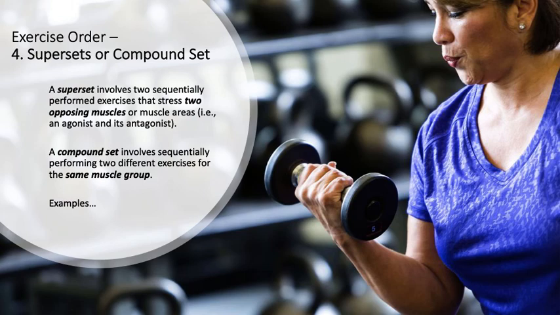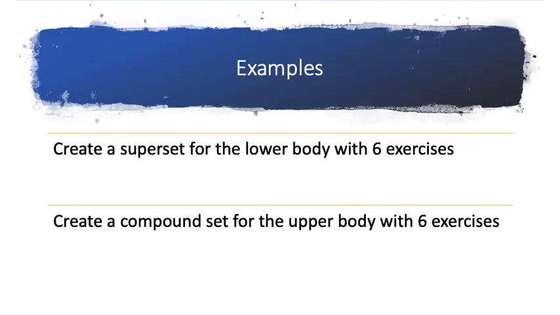Then, for example, a compound set involves sequentially performing two different exercises for the same muscle group. So that's a compound set. This would be lat pull downs followed by pull-ups, or bench press followed by push-ups. Here are two examples of little activities that I would like you to work on yourself. So you can pause it right now and work through these yourself. I'm going to talk through them right now.